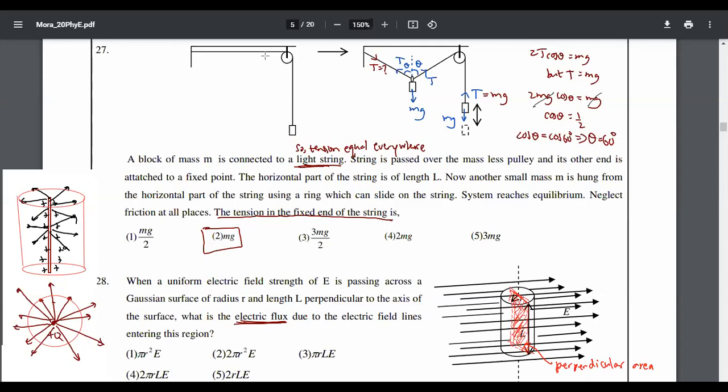Now, the question is flux. What is the equation for electric flux? Someone? Let's see who can remember. EA. Good. Flux is equal to EA. E is already given. For area, what should I put, people? I should use this area. And what is that area? Tell me. What is this area? Well, this length is going to be 2R. That length is 2R.